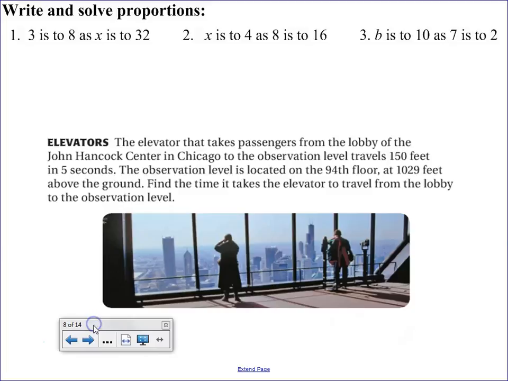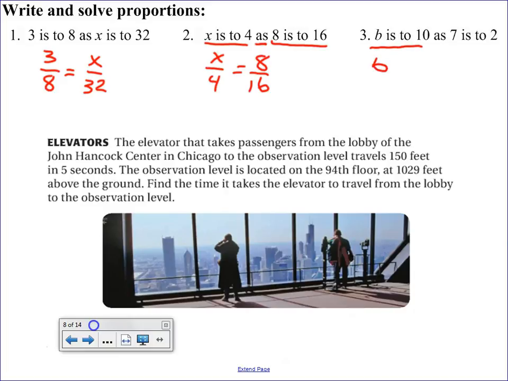Okay, well, let's just practice how to write proportions. So 3 is to 8 as x is to 32. Okay, we would write that one in that way. Number 2, x is to 4, so we're comparing x to 4 in the same way that 8 is to 16. Okay, and then number 3, b is to 10, so b to 10 is the same as 7 to 2.